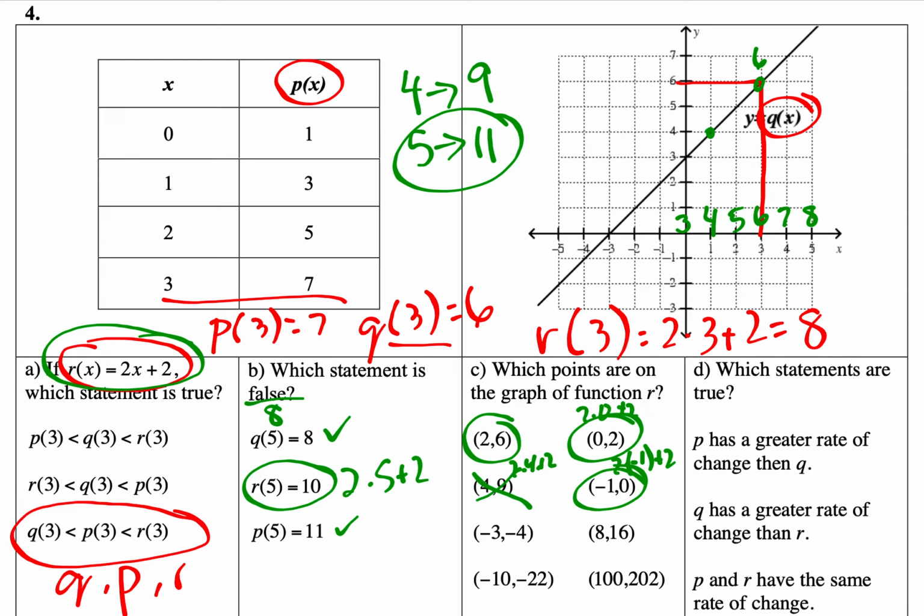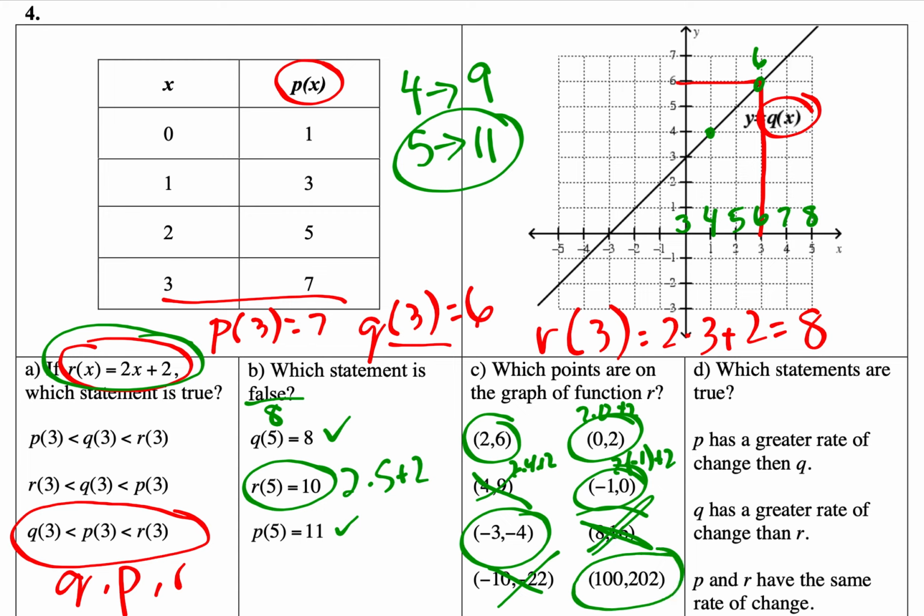2 times negative 3 is negative 6, plus 2 is negative 4. That's on the graph. 2 times 8 is 16, plus 2 is 18. Oh, that one's actually not on the graph. It should be an 18. And negative 10, negative 22. 2 times negative 10 is negative 20, plus 2 is negative 18. So that one's not on the graph. 2 times 100 is 200, plus 2 is 202. So that one's on the graph.